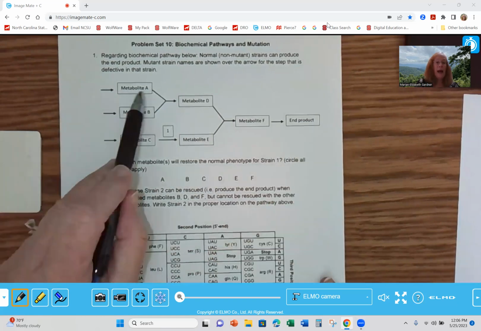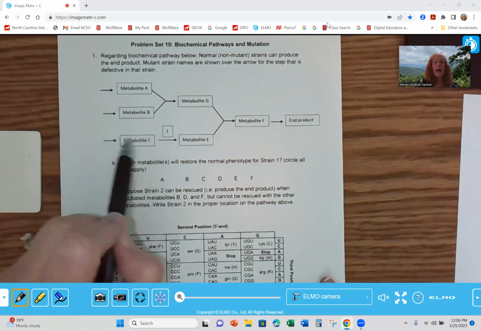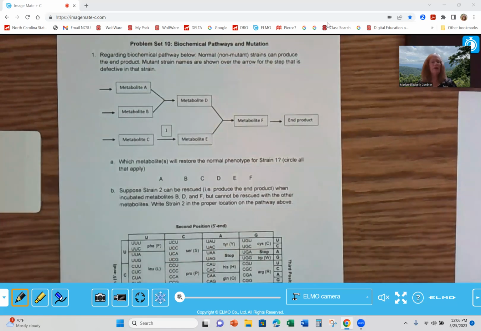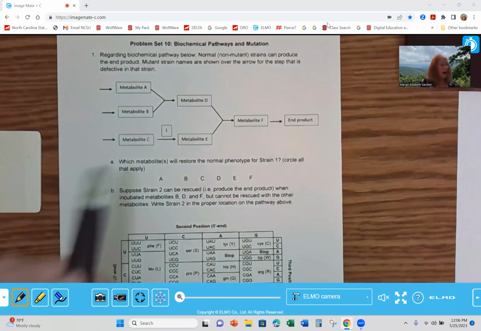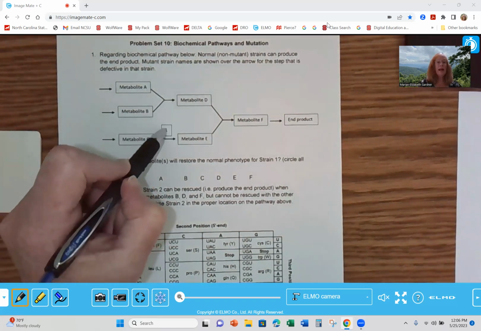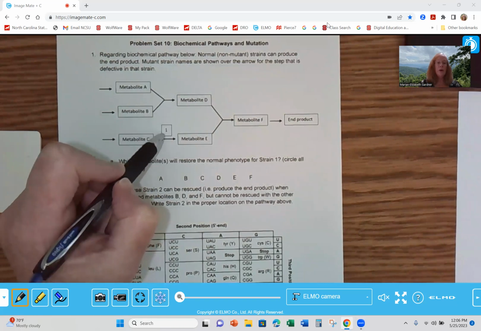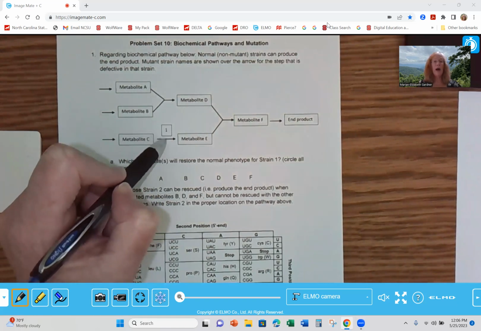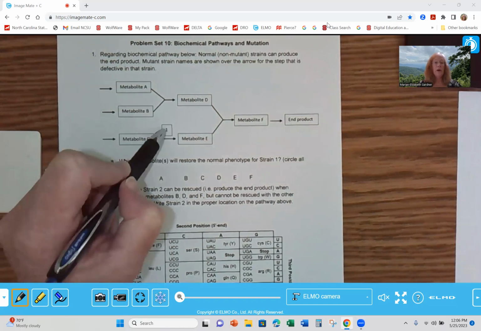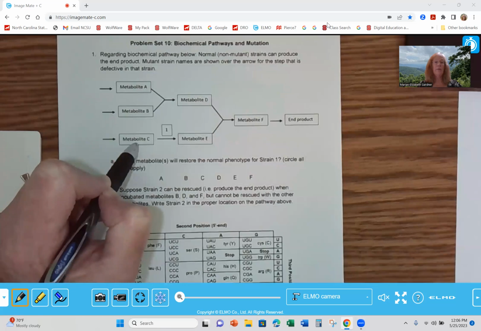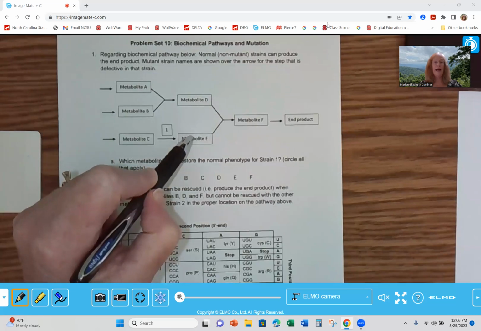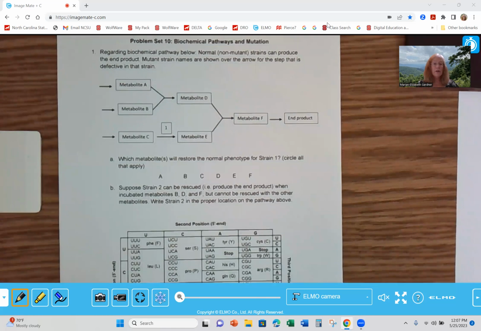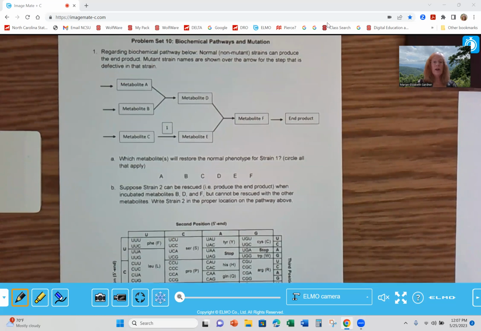So you notice I've got metabolites between the arrows because those are the intermediates and precursors and so forth on the pathway. And then we'll put strain names over the arrow. The strain is always placed over the arrow at which that strain is defective. So in this case, strain number 1 cannot convert metabolite C to metabolite E. Our first question is which metabolite or metabolites will restore the normal phenotype for strain 1?